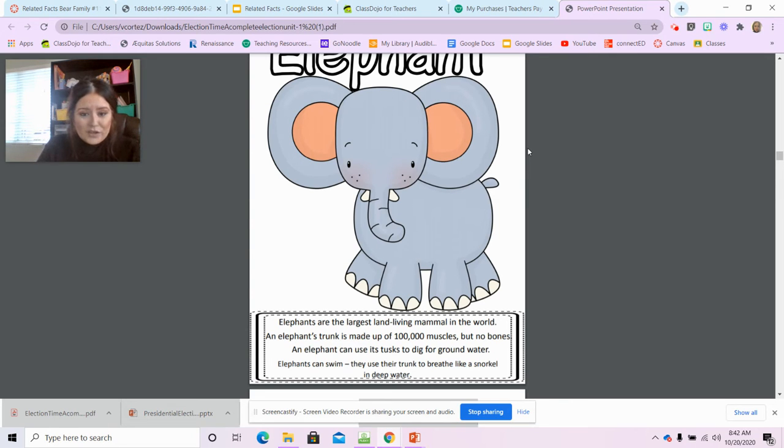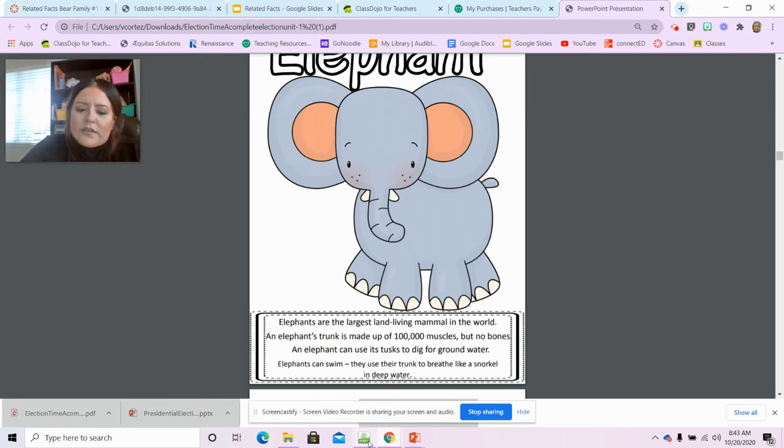for groundwater. So they use their trunk to help them find water. Elephants can swim. They use their trunk to breathe like a snorkel in deep water. So they use their trunk to help them a lot, to get water and to swim, and their trunk can't break. So they have a really special feature right there. That makes them very, very unique, right? And we know that the elephants are very, very large.